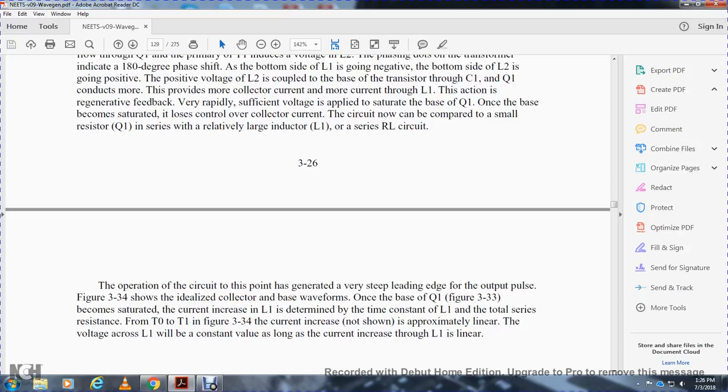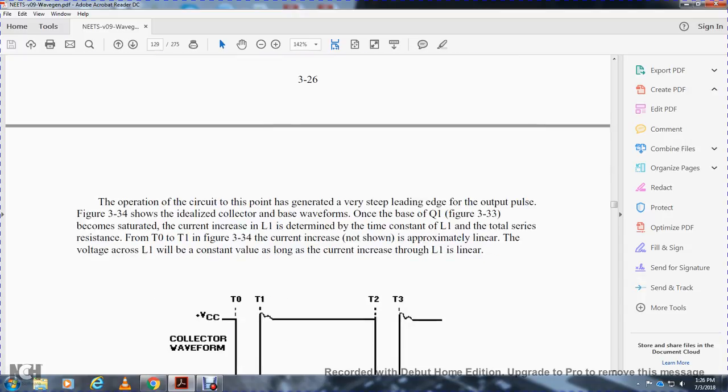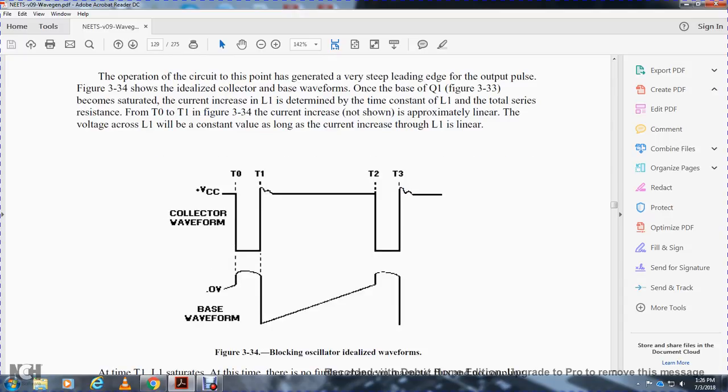Once the base of transistor 1, figure 3-33, becomes saturated, the current increase through inductor 1 is determined by the time constant of inductor 1 and the total series resistance, from time 0 to time 1. In figure 3-34, the current increase is shown as approximately linear. The voltage across inductor 1 will be a constant value, along with the current increase through inductor 1 being linear. Figure 3-34 shows the blocking oscillator ideal waveforms.